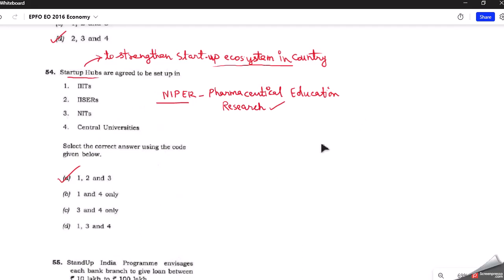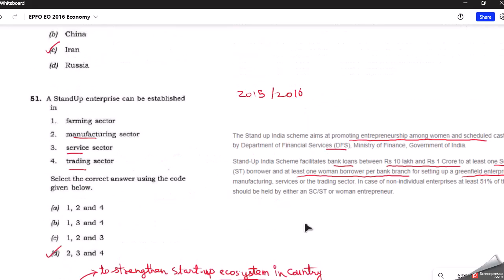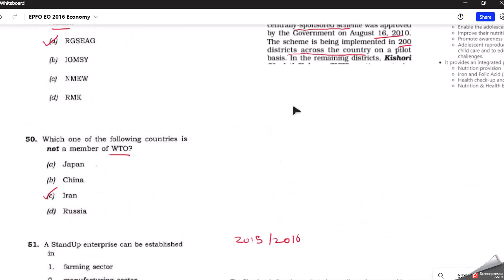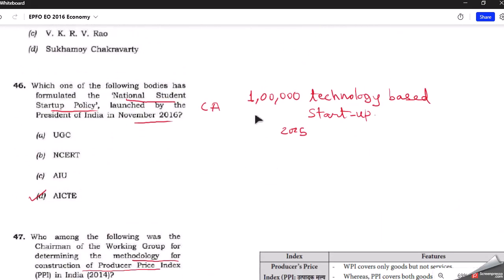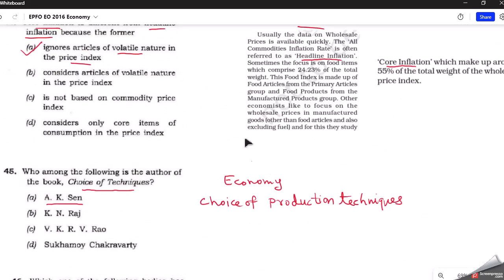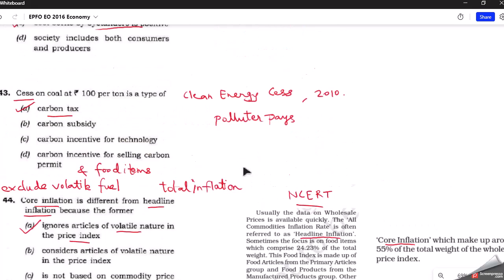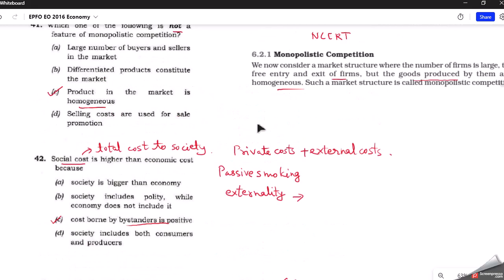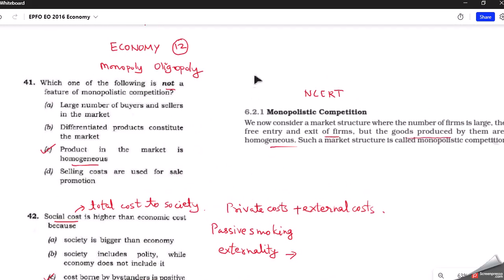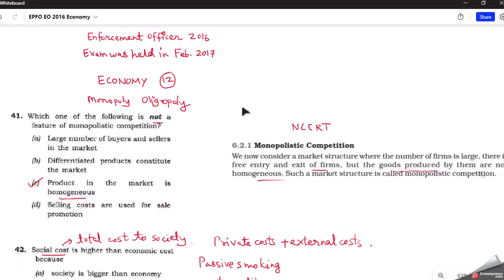So this is what is there in economy. We can see in total 12 questions were asked from this subject, and what we get in the civil services exam is different from what is asked in the EPFO examination, as this is a generalist examination and questions asked are quite basic in nature, and microeconomics is quite important for our examination.